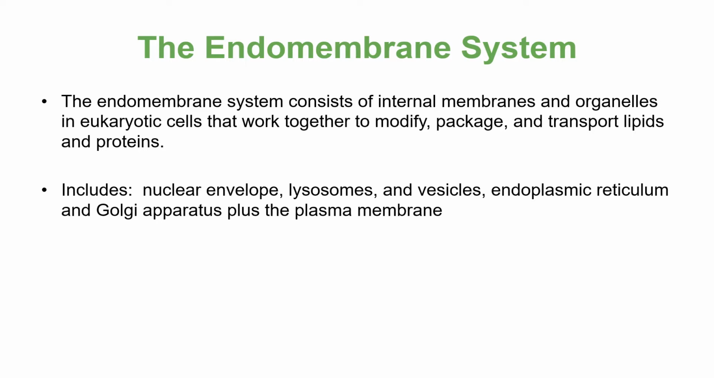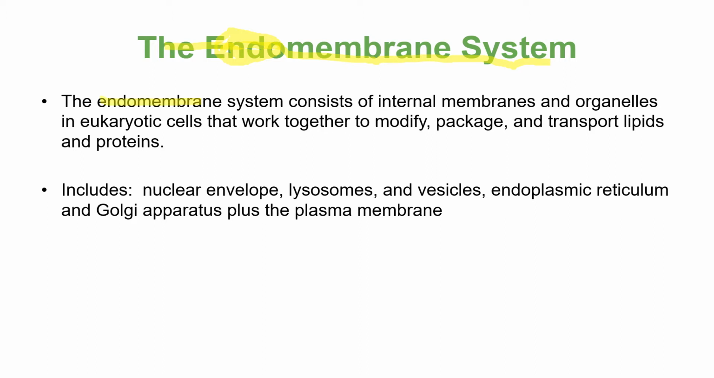All right, let's talk about some other organelles that use membranes. Endomembrane system. So endo means inside. So we're talking now about the membranes of the cell other than the plasma membrane. The plasma membrane is on the outside, controlling what comes in and out of the cell, and the endomembranes are membranes that are inside the cell.